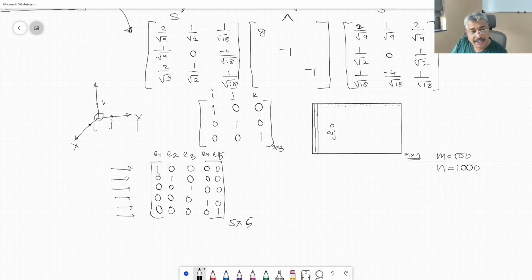Why? Because if you take the dot product of e1 and e2, it is 0. e1 and e3, it is 0. This is the standard base. And if we use the standard base, of course, we can do all algebraic calculations using it.